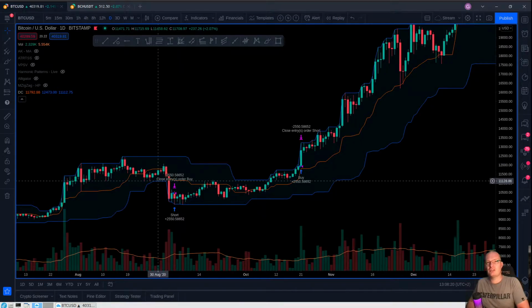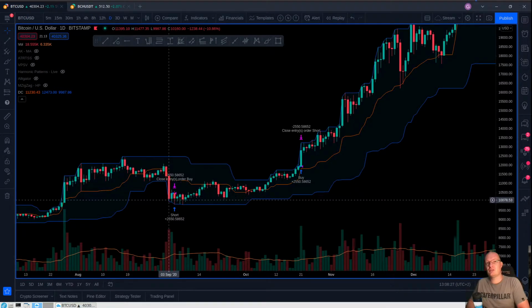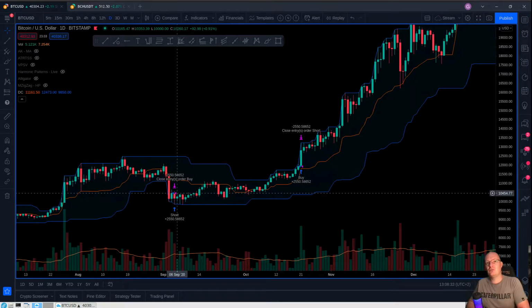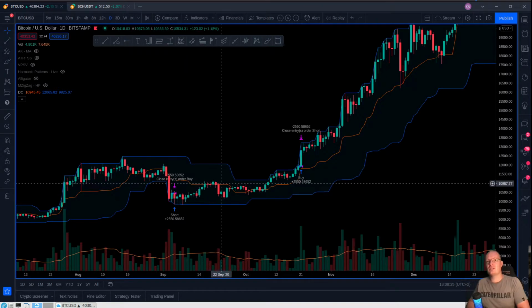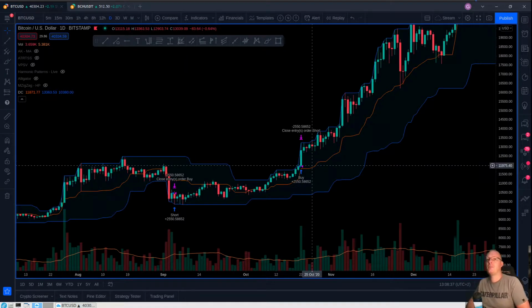So here the short, Donchian channel flat, we break it on this big red candle for the first time. The second day we break it again. Third day we enter, and unfortunately price goes against us, and this would have been a loss.